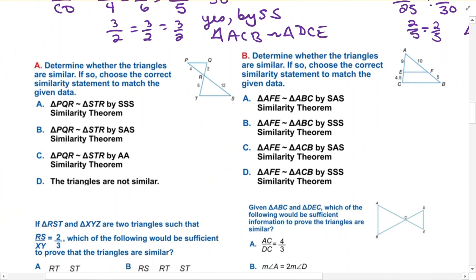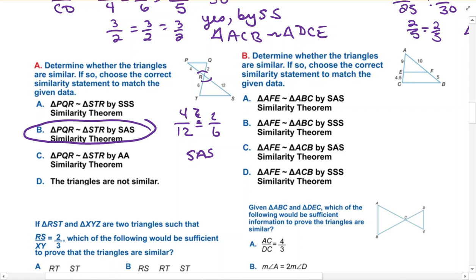Here, let's try this one again. If I do PR over RS, so 4 over 12, does that equal 2 over 6? And yes, it does. We also know that angle R is congruent to angle R. So by side, angle, side, we have a congruency. So if I look at this, angle P has to line up with angle S, angle T with angle Q, and R with angle R. And it'd be by side, angle, side.